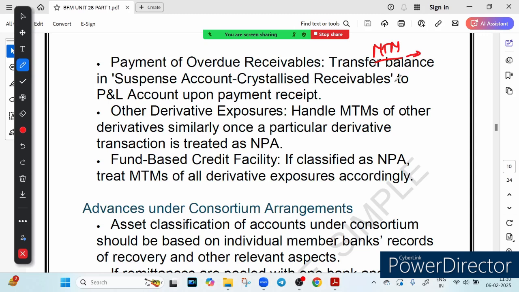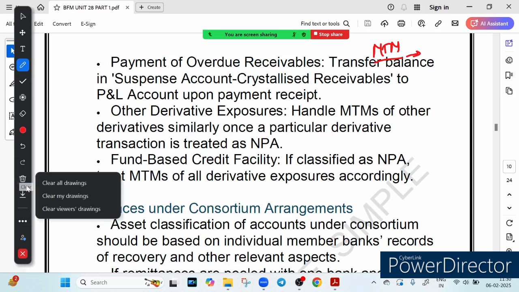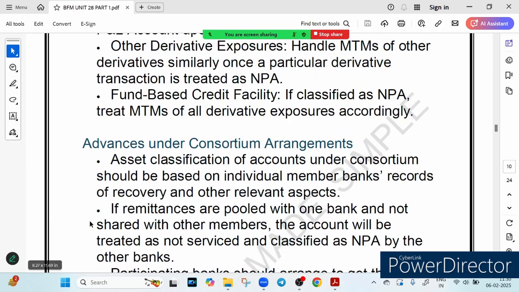Now let's move to the advanced topic under consortium management. Let's talk about it. So I think you know about consortium management, right? What is the meaning of consortium management?